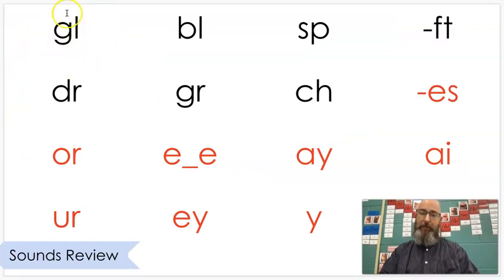Say these with me, please. Goal. Bull. Sp. Ft. Der. Gur. Ch. S. Or. E. A. E. E. Very good. Now let's do some silent blending. Remember, don't say the word until the whole thing is up there.